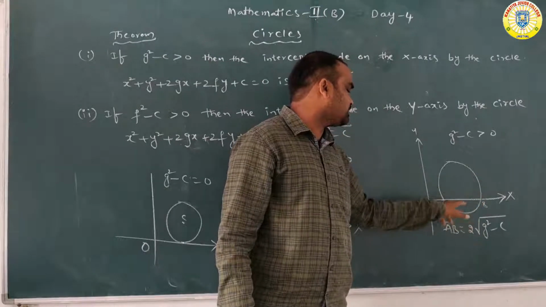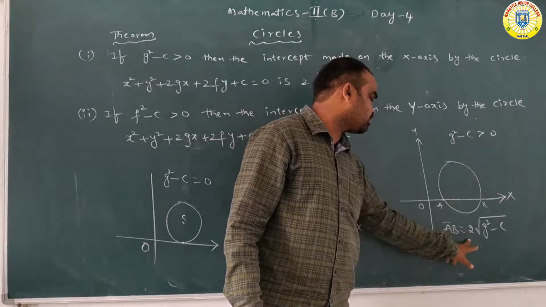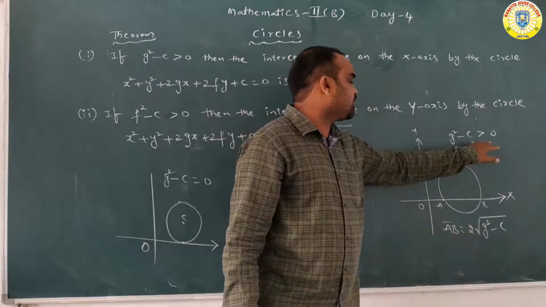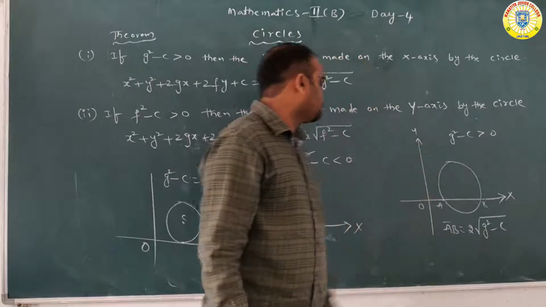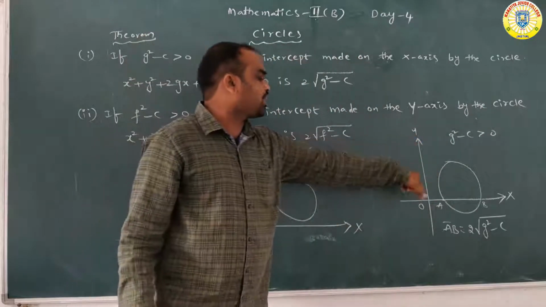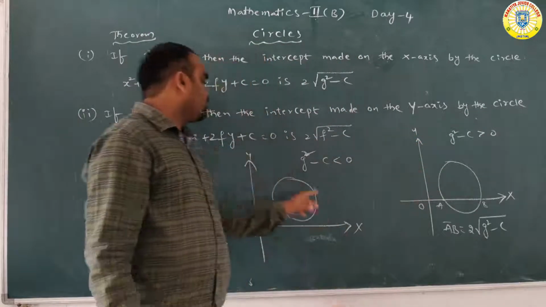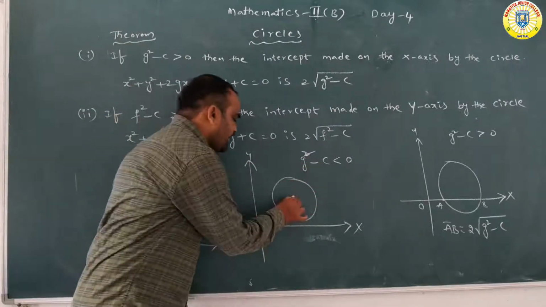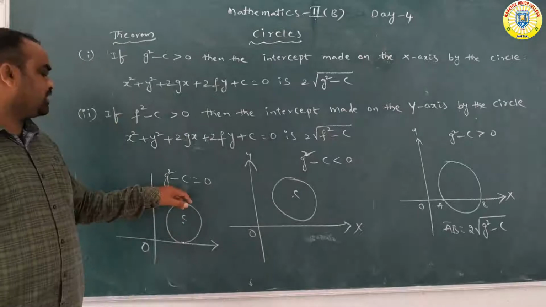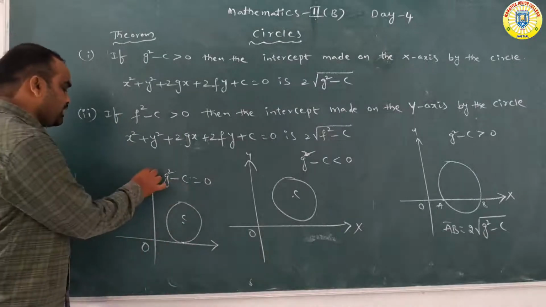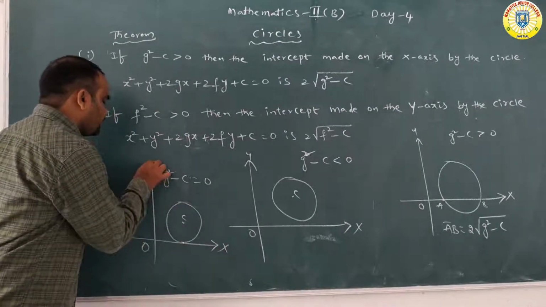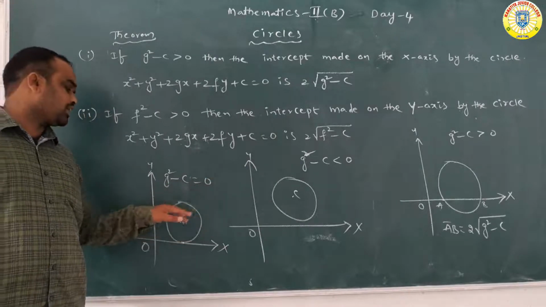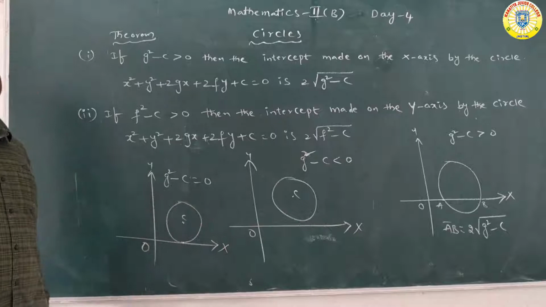The length of the x-intercept AB bar is equal to 2 into under root of g square minus c. If g square minus c greater than 0, in that case only the circle makes an x-intercept. If g square minus c less than 0, the circle is away from the x-axis. In the third case, with x-axis, y-axis, g square minus c is equal to 0, the circle touches only the x-axis.